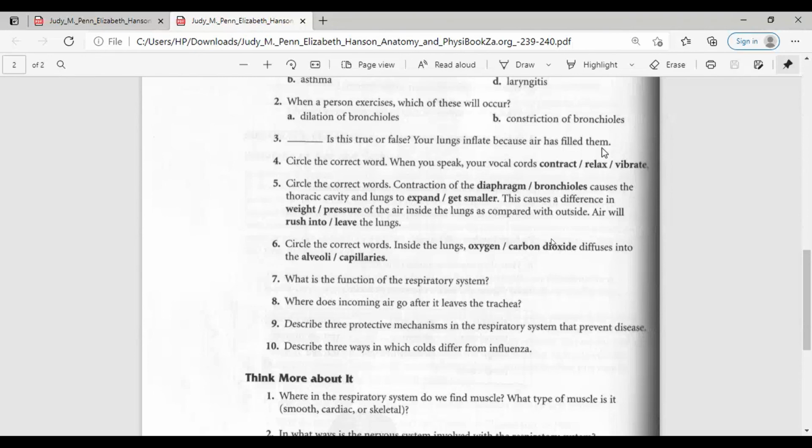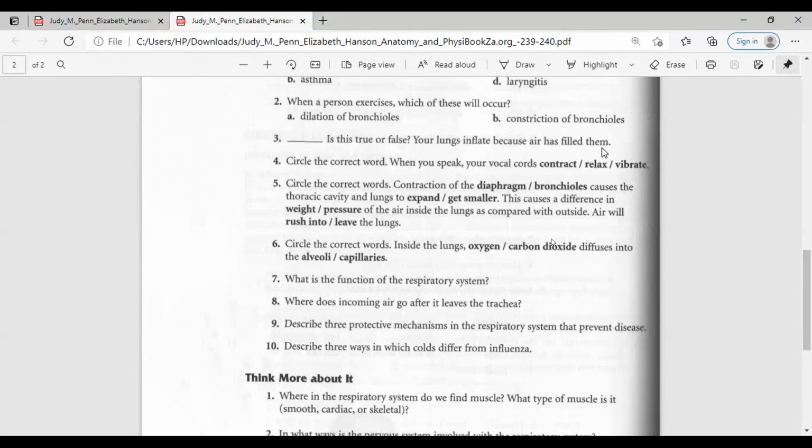Huỳnh Thị Ngọc Hân. Hello, teacher. The first answer is contraction of the diaphragm, right, causes the thoracic cavity and lungs to expand. Very good. When your diaphragm contracts, it gives more space to your lung, right? Your lung will expand and then air comes in, right? Okay, continue. This causes a difference in pressure of the air inside the lungs as compared with outside.